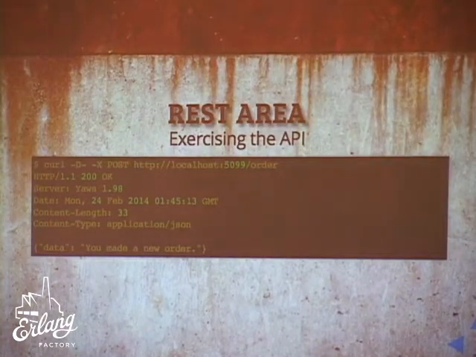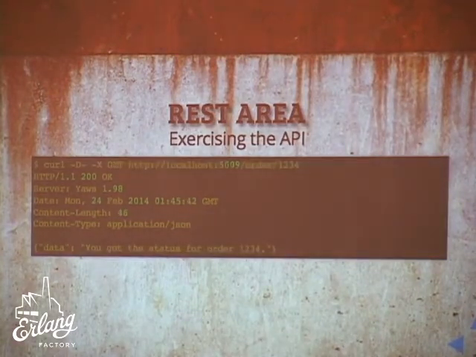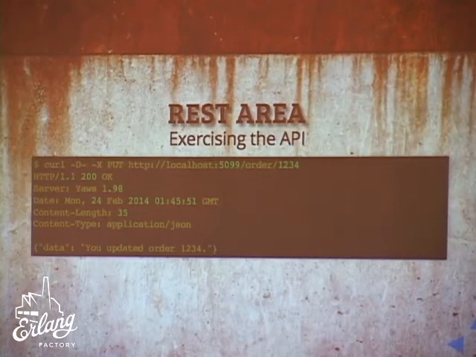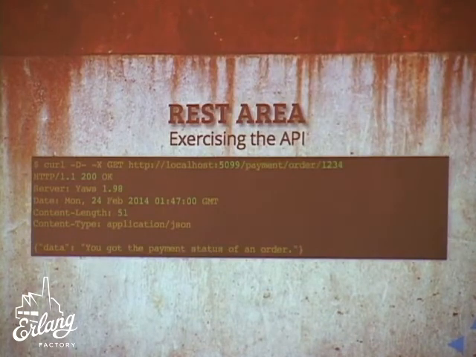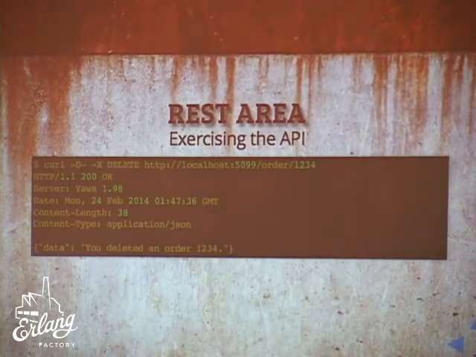Run curl against the various endpoints. And bam, here we go. Data: you just made a new order. You got the status for your new order. You've updated the order with a put. You're getting a list of orders. Payment: getting the payment. Paid for an order, delete the order now that you've got the pay. And you've got your Volvo.